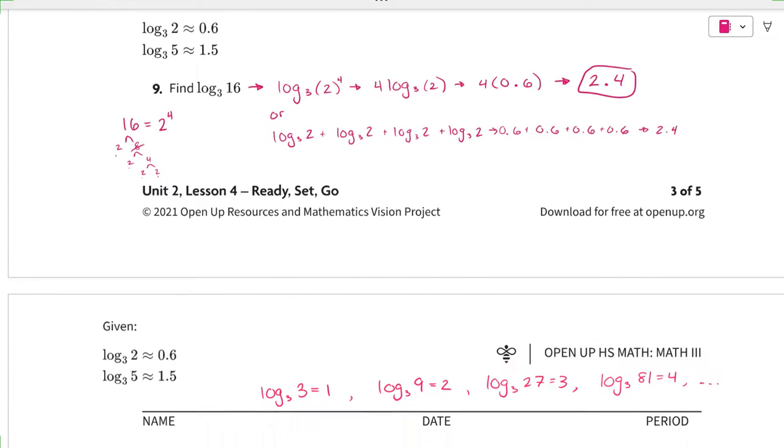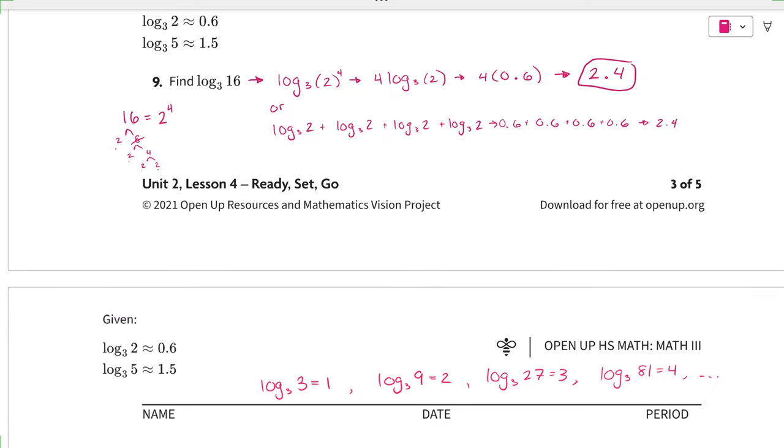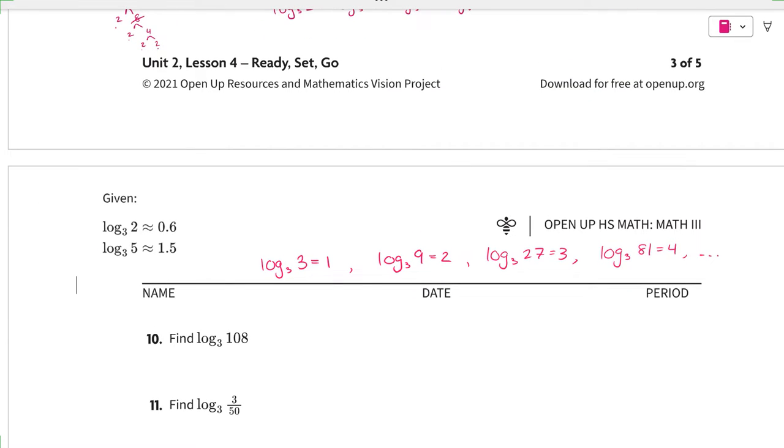So there's question 9. Now question 10, I copied down our givens again because we are going to use the same givens. But this time, 108, we can't get there with using only 2 and 5s. And remember, we don't want to be using our calculator for these. So we also want to be really thinking of how we can use 3s. So log base 3 of 3. So 3 to what power gives us 3? 3 to the first power. So log base 3 of 3 is 1, right? When I do this one, 3 squared is 9. So log base 3 of 9 is 2. 3 cubed is 27. So log base 3 of 27 is 3, and so on.